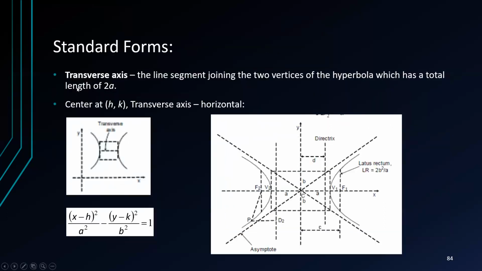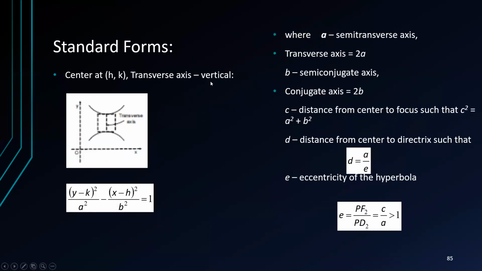So, standard form. The transverse axis is the line segment joining the two vertices of the hyperbola, which has a total length of 2a. Center at (h, k), transverse axis horizontal, this one: (x minus h) squared over a squared minus (y minus k) squared over b squared is 1. Center at (h, k), transverse axis vertical: (y minus k) squared over a squared minus (x minus h) squared over b squared. A is the semi-transverse axis. Transverse axis is 2a. B is the semi-conjugate axis. Conjugate axis is 2b. This is different from the ellipse.